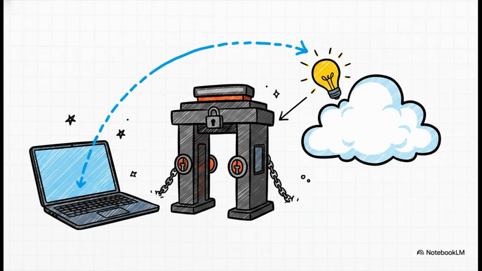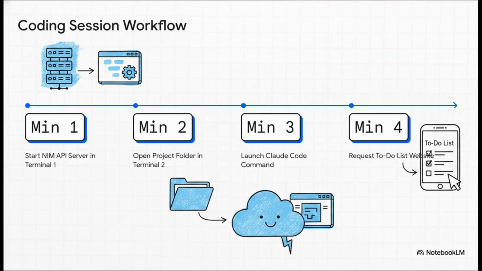Now, to maintain this workflow going forward, you just need to understand the timeline of a typical coding session. It basically goes like this. First, in Terminal 1, you start the NIM API server. You have to leave this running in the background. It's essentially the engine. Second, you open a fresh terminal, Terminal 2, and navigate to whatever specific project folder you're working in. Third, you launch the Claude Code command right inside that folder. And fourth, you make your request.